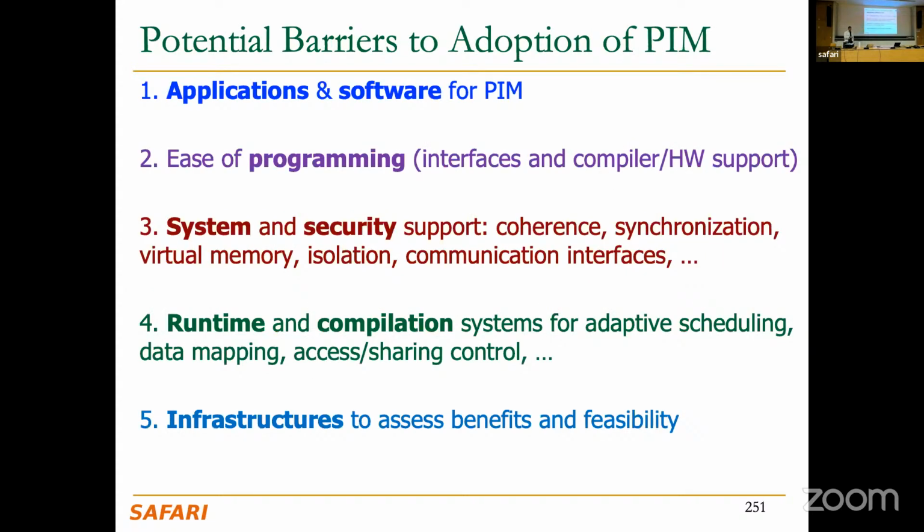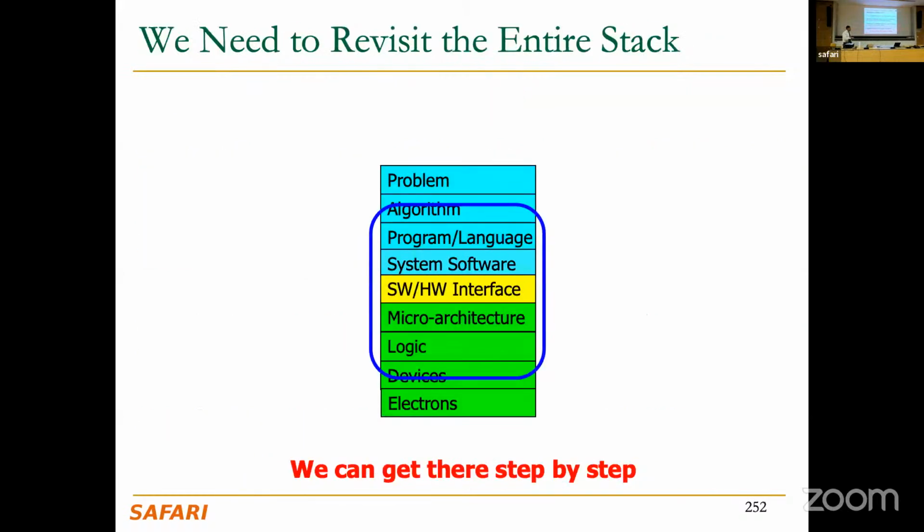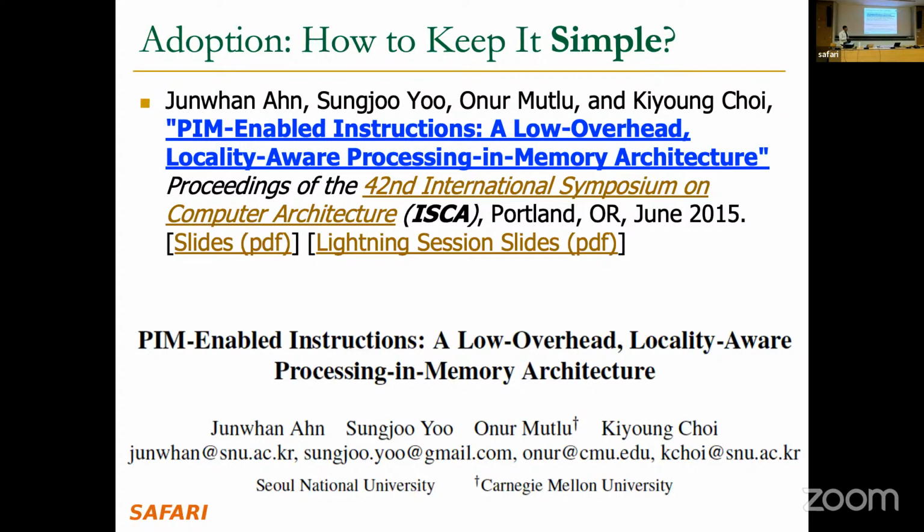So as I mentioned earlier in the talk, for you to enable processing near memory, we need to rethink several components of the system, from the application, how to do programmability, how to enable system and security, how to compile code for this, and how to enable infrastructures that enable you to test this type of systems. And all of this comes with a change of mindset. So you need to move from this processor-centric mindset to this memory-centric mindset. And we can go there one step at a time instead of trying to change everything at once.